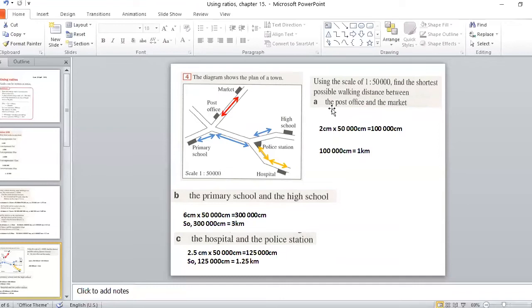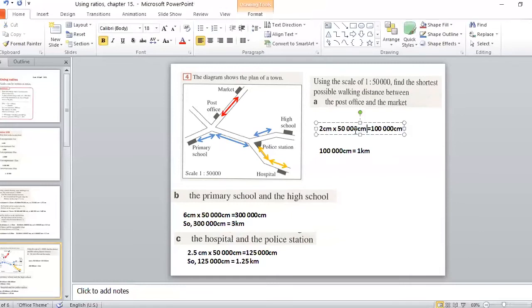That's why, in order to find the distance between the post office and the market using the ruler, you can follow me measuring the distances given in your math book from the post office to the market. I have used this red arrow to show what distance I have measured. It equals 2 centimeters, and the number 2 has been multiplied by 50,000, the second number of the ratio, giving 100,000 centimeters, which has been converted into 1 kilometer by dividing by the fifth power of 10.